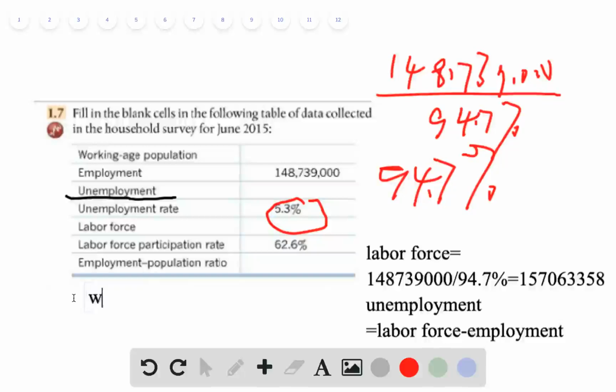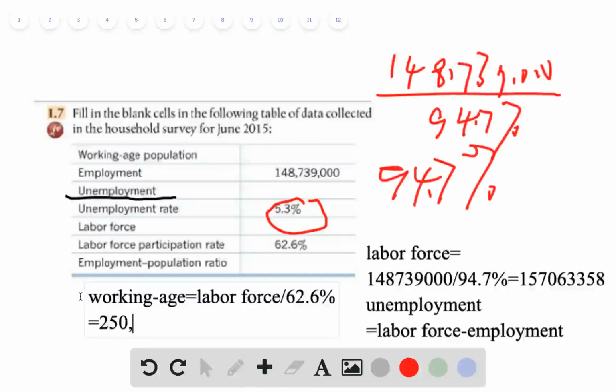Okay, so how we get the working age population, that is equal to the amount of labor force divided by the labor force participation rate. It is 62.6%. So if you do this calculation, it actually equals 250,899,933. So then you can fill in this blank here, the working age population.